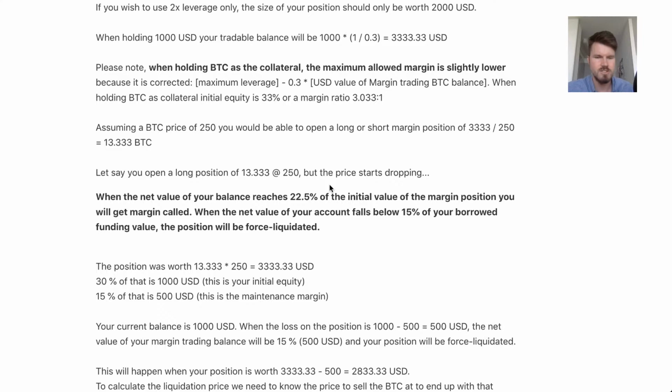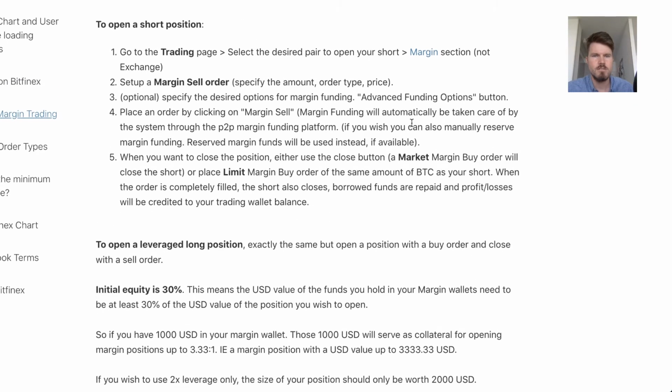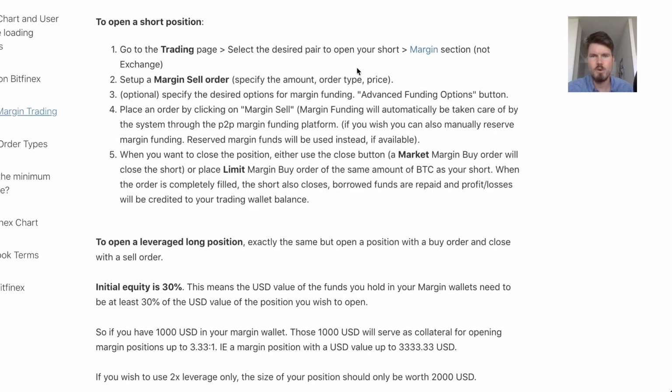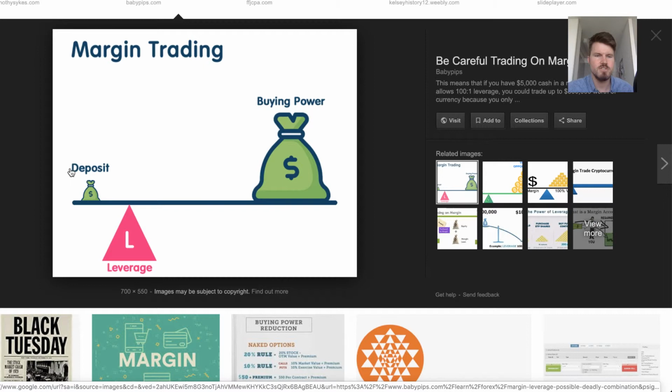So hopefully you understood the basic gist of what margin trading is. To quickly recap, basically you have your deposit, and you have an increased buying or selling power based on the leverage. So what you can do is take the amount that you would like to risk and multiply it by the leverage, and that's how much buying or selling power you have.